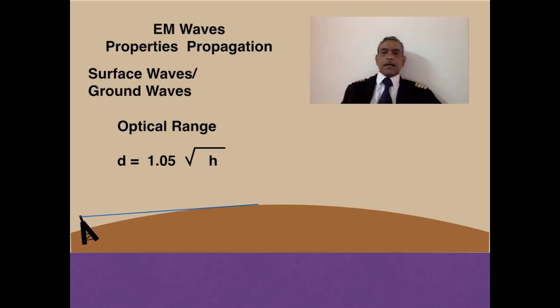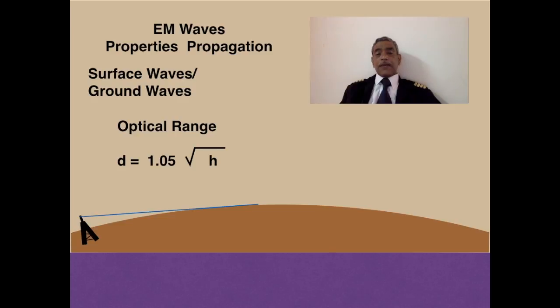We all know that the shape of the earth is a sphere, and this means that the horizon curves away from the distance of the transmission point, that is where the aerial is located. And if the waves were to travel in straight lines, then the distance would be given by this formula: 1.05 into under root of height, where distance is in nautical miles and height is in feet.